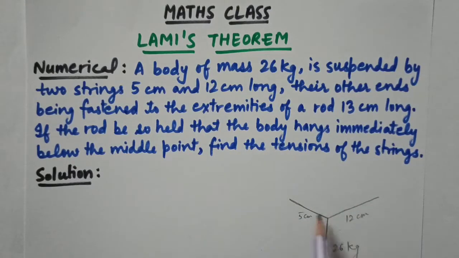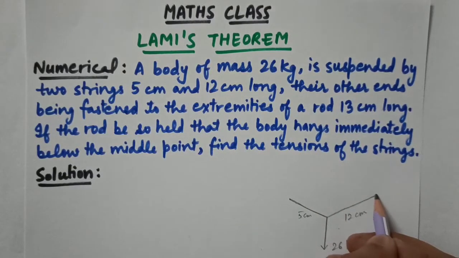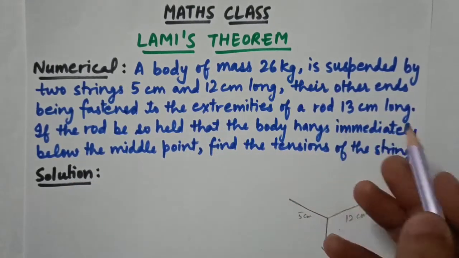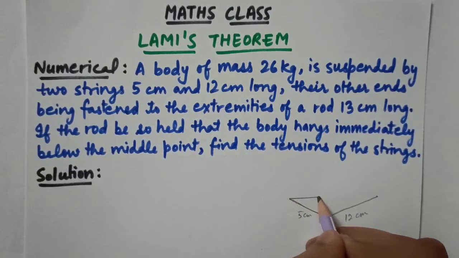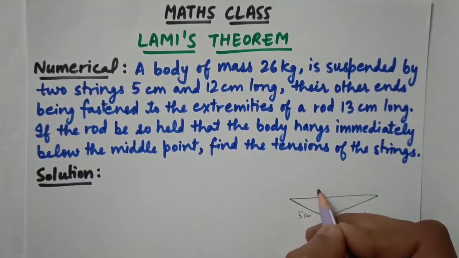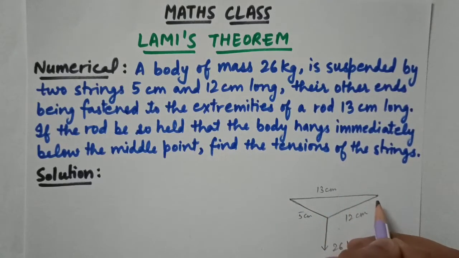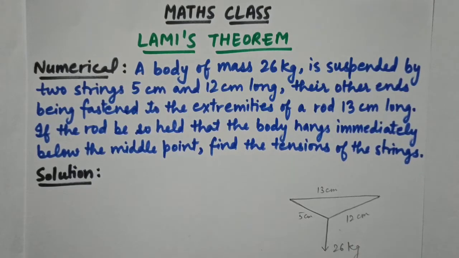And now these are the two strings, and one of the ends is attached to this body of mass 26 kg, but their other ends are this and this. So their other ends being fastened to the extremities of a rod that is 13 centimeter long. So let us suppose that this is a rod that is 13 centimeter long, and these are the extremities of that rod. That means the ends of that rod. Okay, so now let's see what they are saying next.